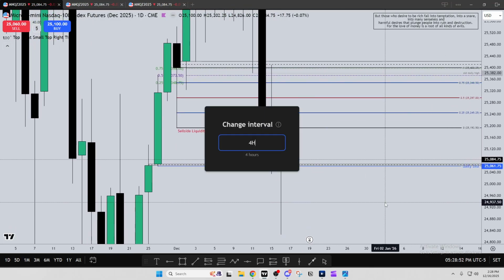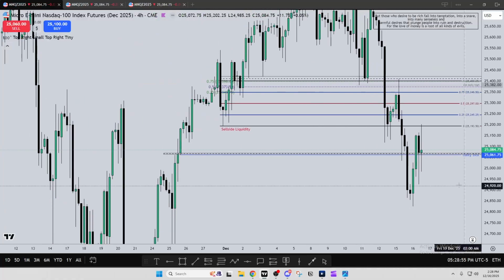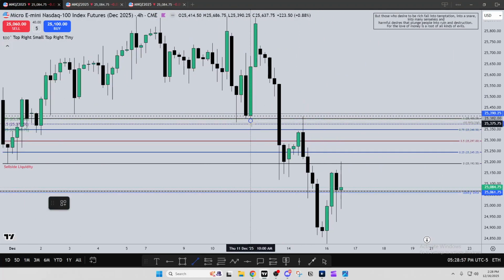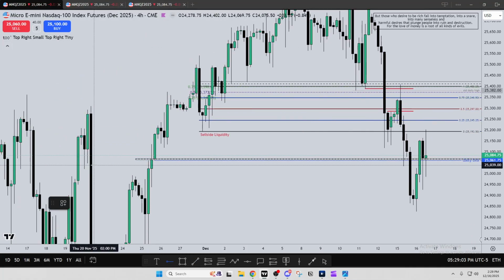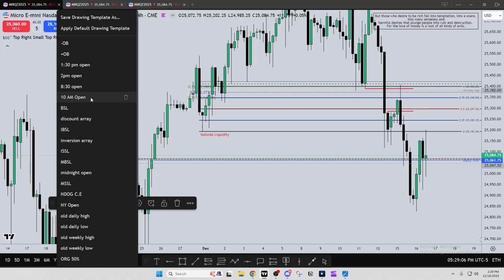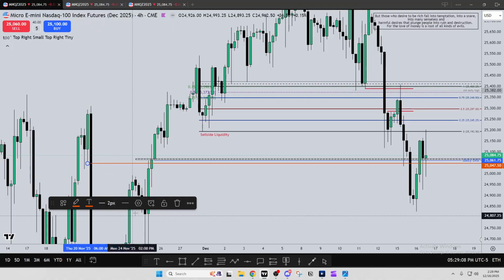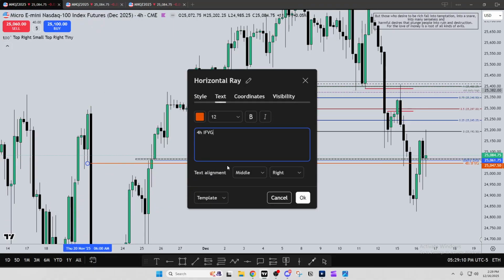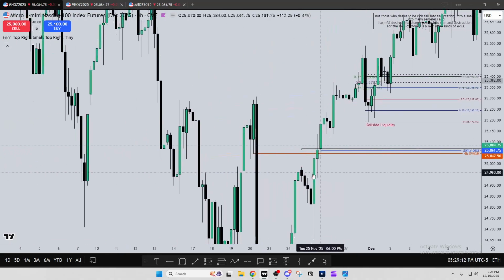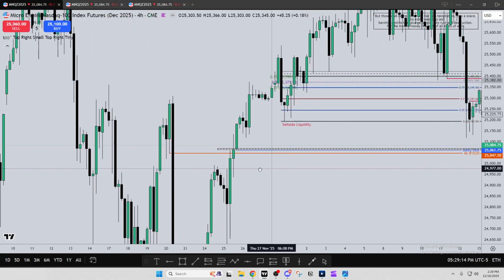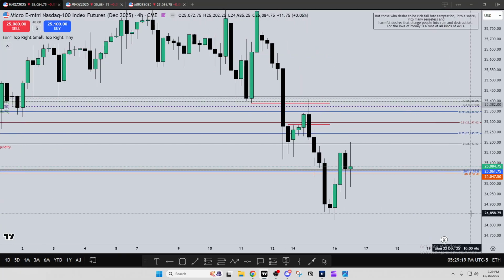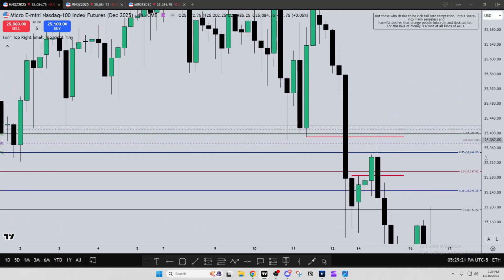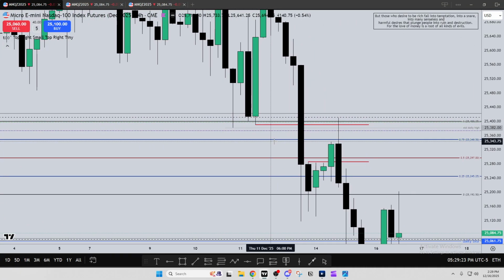And then 4 hour, I have the 4 hour inversion fair value gap that we closed above and didn't trade to, so I'm expecting us to trade back down into it. That being said, we'll start off here before I drop down.